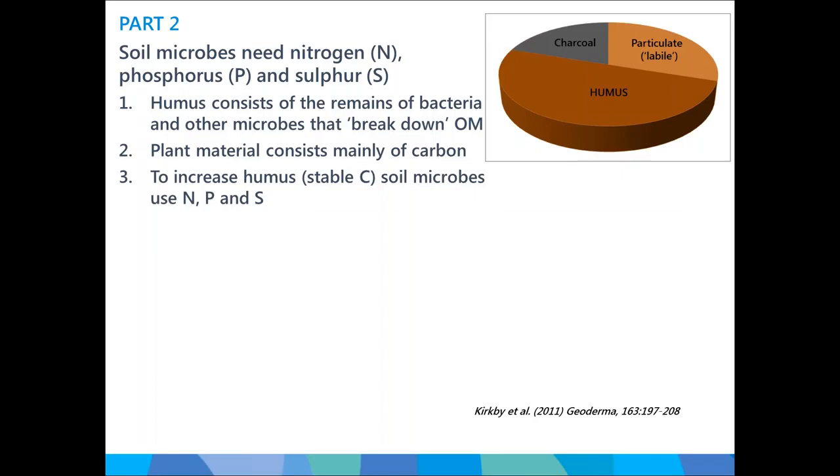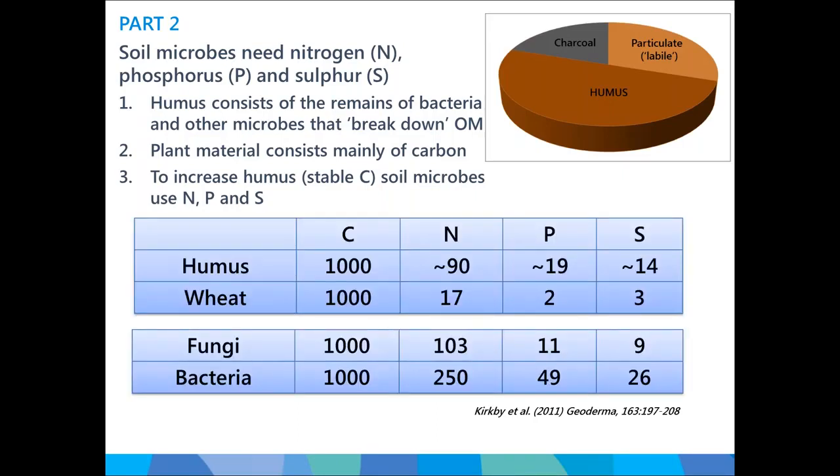The soil microbes need nitrogen, phosphorus and sulfur. This table is from a good colleague of mine, Clive Kirkby, and I'm going to use this to show you about the ratios that I'm talking about. Now we've got carbon, nitrogen, phosphorus and sulfur represented in the left-hand four columns. The first row is humus. For every 1,000 parts of carbon in humus, you need 90 of nitrogen, 19 of phosphorus, and 14 of sulfur. This is worldwide. If you isolate humus, no matter what soil type you're in across the world, these ratios pretty much hold. Which in itself is exciting.